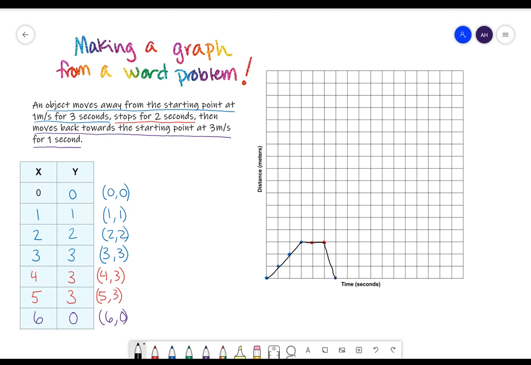Okay? So now, just to tell that story again while we're tracing over the graph, the object moves away from the starting point at 1 meter per second for 3 seconds. It stops for 2 seconds, and then it moves back towards the starting point at 3 meters per second for 1 second. So we've got everything we need on our graph, we've drawn our points, and we've connected them with our line. And that's it.